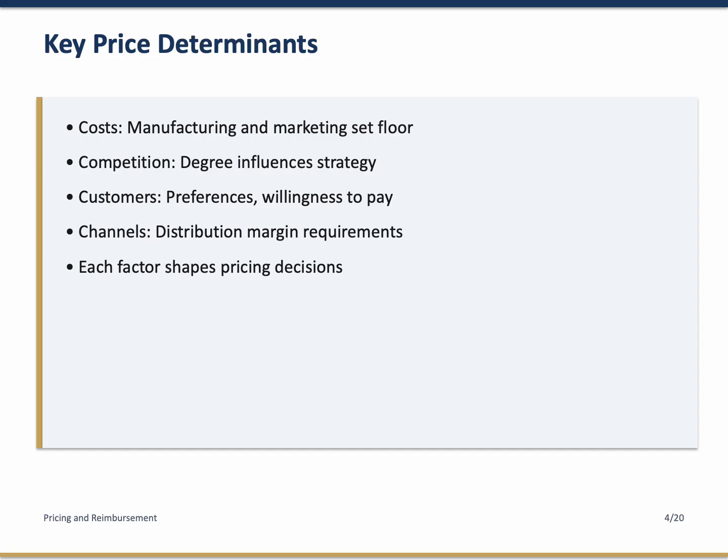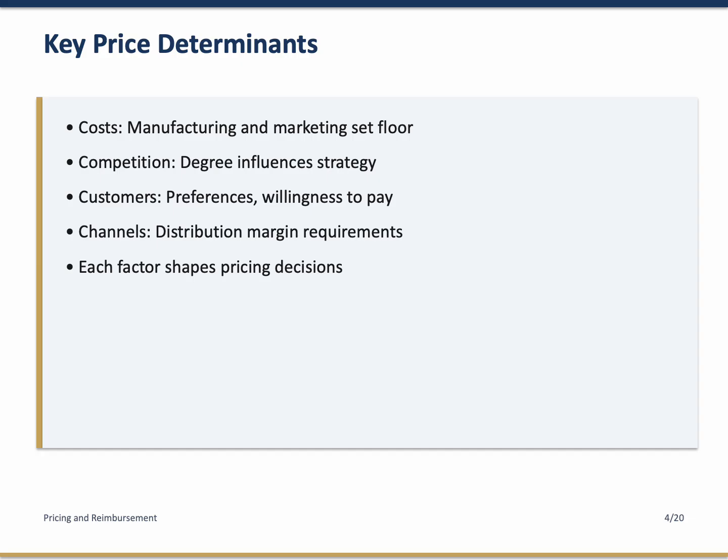Several key factors determine appropriate pricing. Costs including manufacturing and marketing establish the price floor, while market willingness to pay sets the ceiling. Competition and its degree in a market influence pricing objectives and strategies. Customer preferences including patient, prescriber, and payer perspectives must be considered, along with willingness and ability to pay.